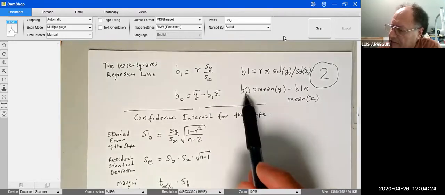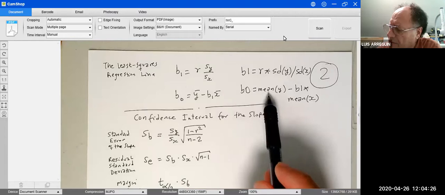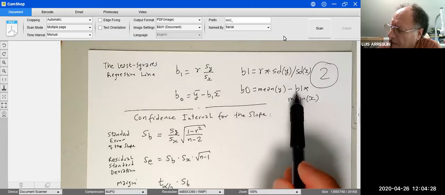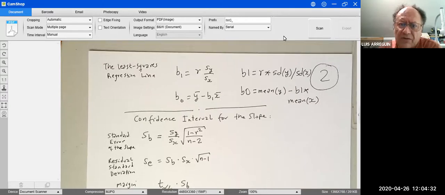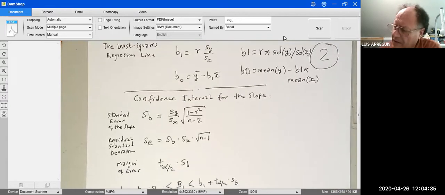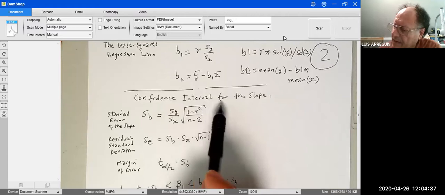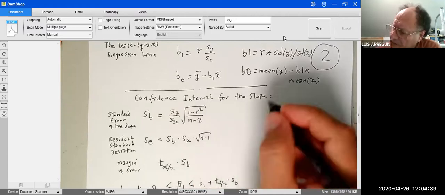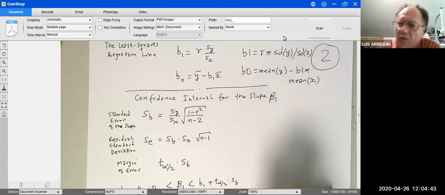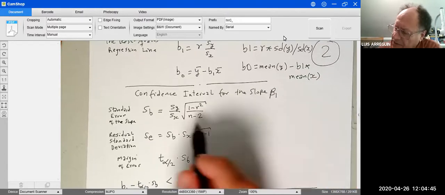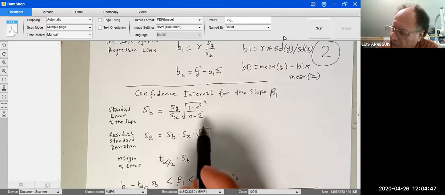So b0 is going to be the mean of y minus b1 times the mean of x. Once you have that information, we're going to be able to build a confidence interval for the slope. So this is going to be a confidence interval for the slope beta 1. And we're going to use these quantities to do that.